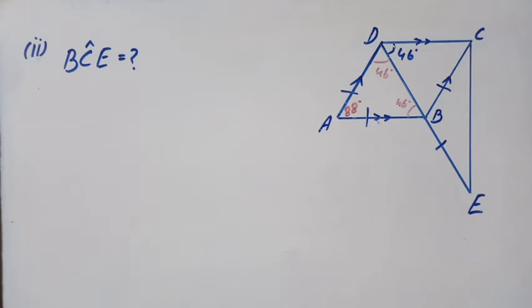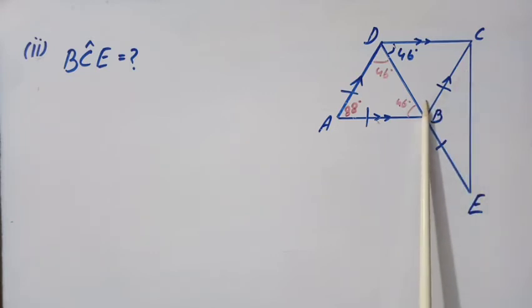To find out the angle at the point C, the angle BCE, we will consider the triangle BCE. We will consider the whole triangle. Then DBC would be the exterior angle for it, and this angle E and this angle BCE would be the opposite interior angles. So their sum should be equal to this one.